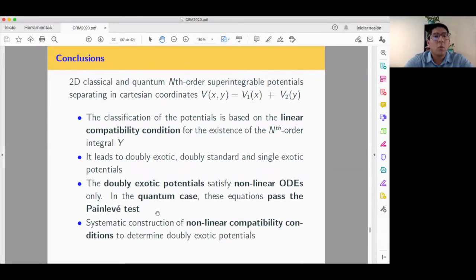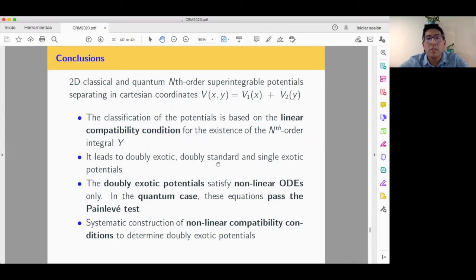So in this talk, we considered 2D classical and quantum n-th order superintegrable potentials with separation of variables in Cartesian coordinates. So the potential is V1 plus V2. The classification of such systems is based on the linear compatibility condition. This condition was obtained using the commutator between the higher order integral and the Hamiltonian, which equals 0. And it's useful because it leads to this classification of doubly exotic, doubly standard, and singly exotic potentials.